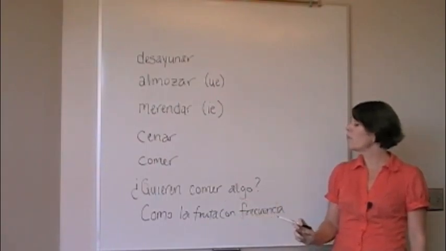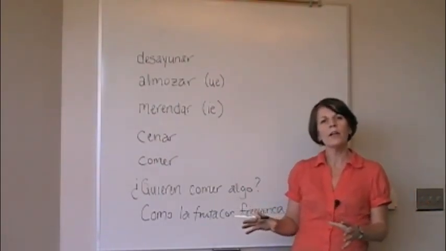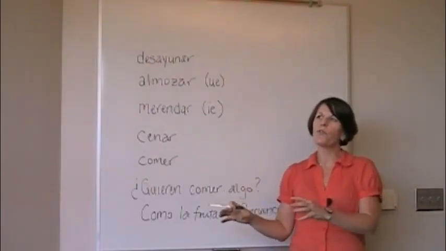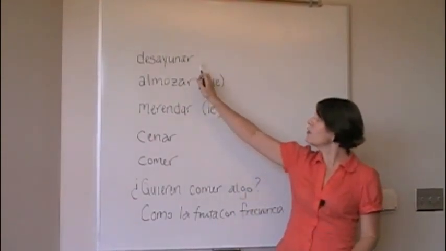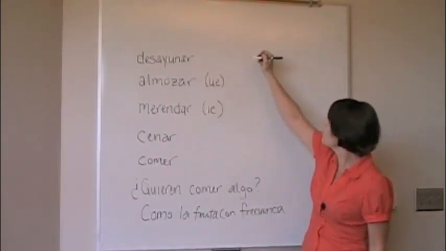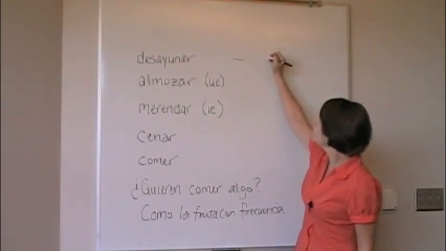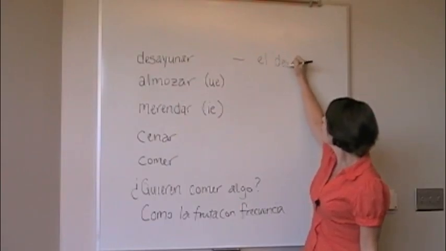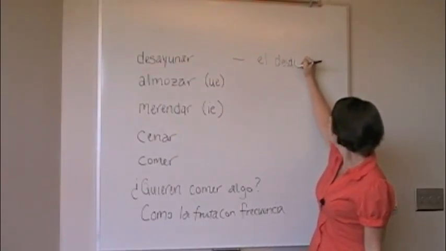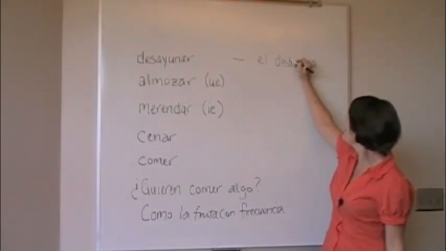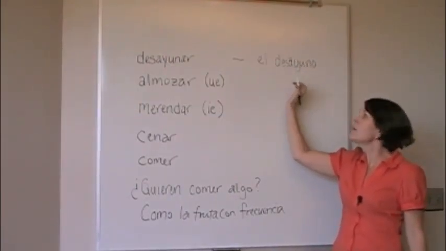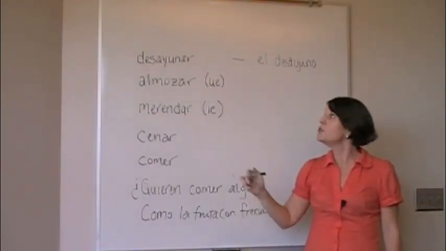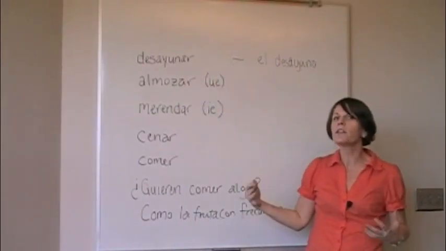I eat fruit frequently. So you can use the verb comer to talk about general eating, but what you can't do is use the verb comer and then the nominal or the noun form of these words like we can in English. For example, the noun form of desayunar is el desayuno. Desayuno. That's an A. El desayuno. Okay, breakfast. You can't say como desayuno in Spanish. You use the verb desayunar.